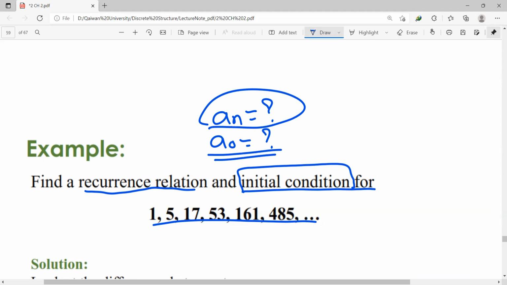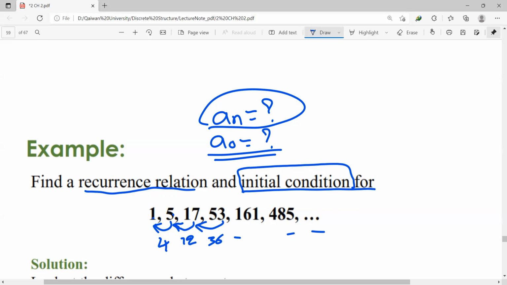How to find this? What do we do? We first should find the difference between these. If we couldn't find it directly, like the previous one, we should find the difference. 5 minus 1 is 4. 17 minus 5 is 12. Look, this is 4. This is 12. 53 minus 17 is 36.